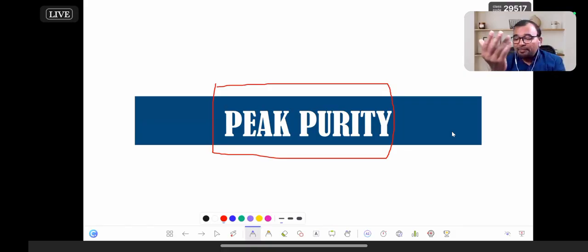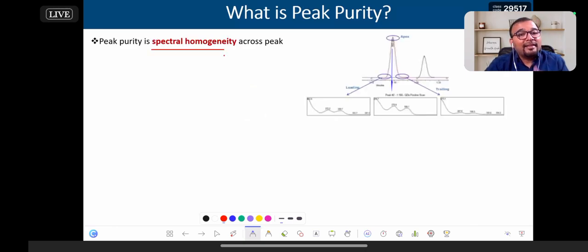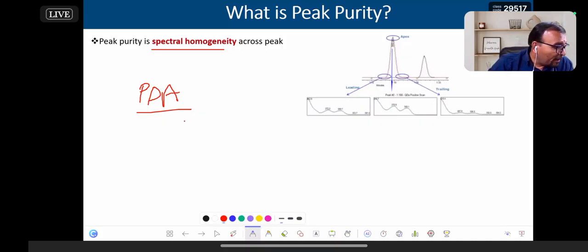Once you expose the sample under forced degradation conditions, you have to evaluate the peak purity. So what is peak purity evaluation? Peak purity evaluation is nothing but spectral homogeneity. Because you are going to study this peak purity assessment by using the photodiode array detector, the PDA detector, right? And by the PDA detector, you can capture the UV spectra.